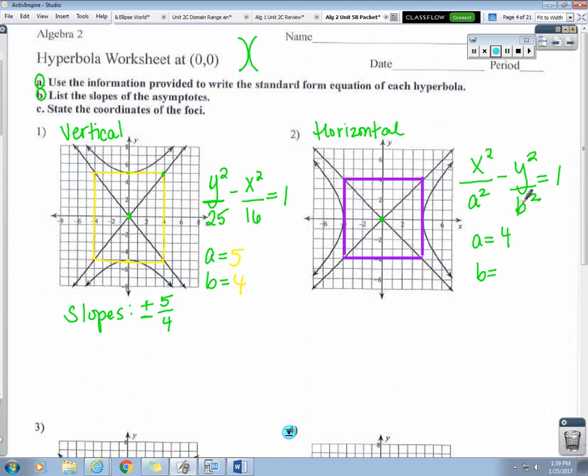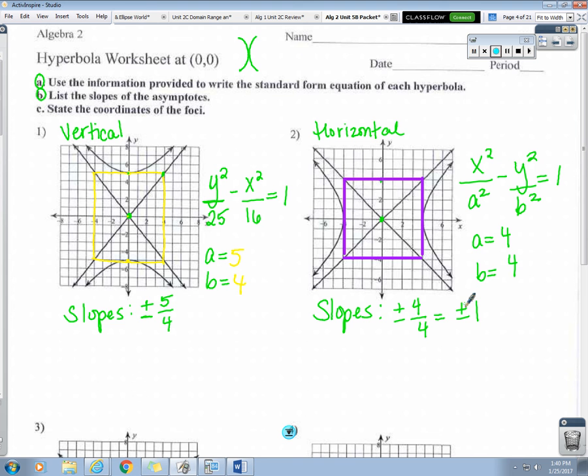So B is our vertical distance this time. From the center up is how many units? 4 as well. So that makes the slopes easy. You don't even have to think about it. Both values are 4, so it's just plus or minus 4 over 4, which simplifies to plus or minus 1.